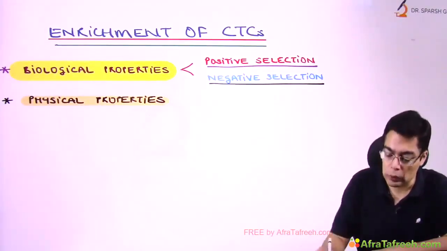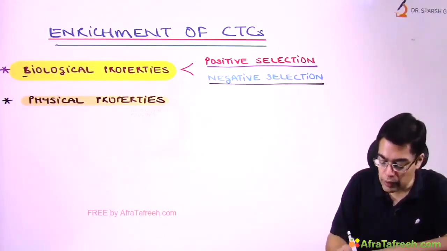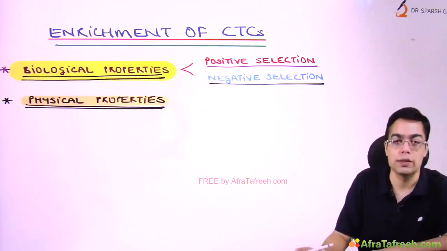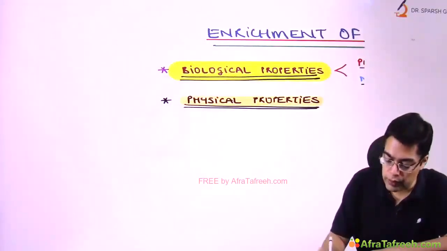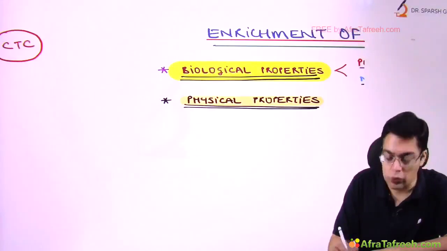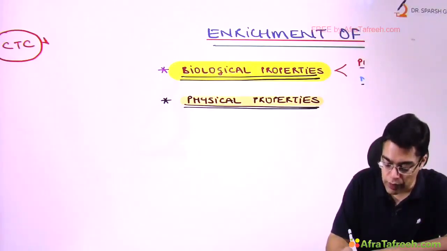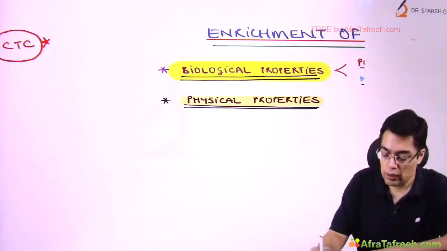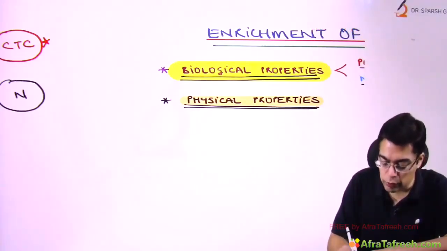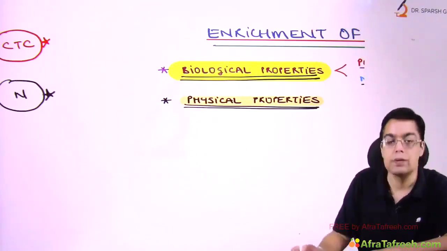This is dependent upon two important properties. One can be the biological properties of the CTCs, or it can be dependent upon the physical properties of the circulating tumor cells. Let me help you with a simple diagrammatic representation. Let me say this is an example of a circulating tumor cell, and this tumor cell has the presence of an antigen. On the other hand, let me say this is an example of a normal cell of the body, a normal WBC. This is also having the presence of an antigen.